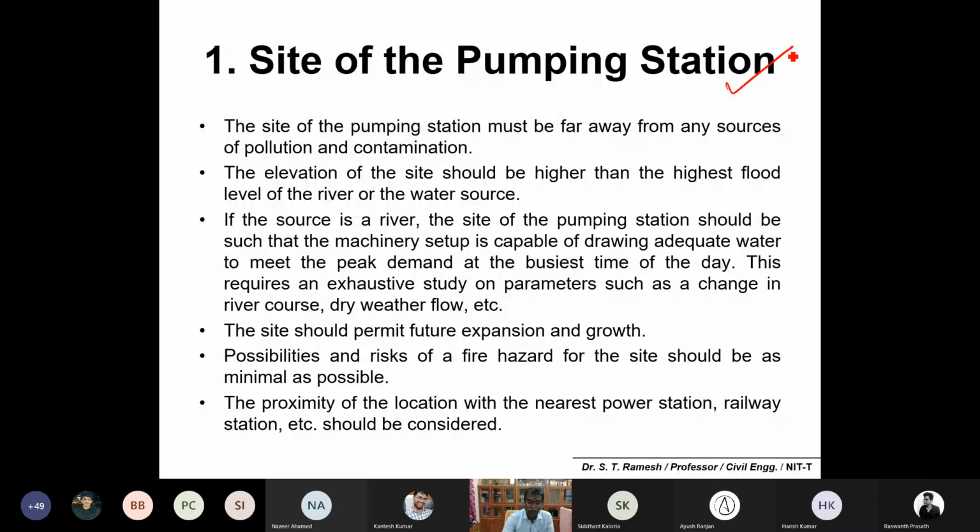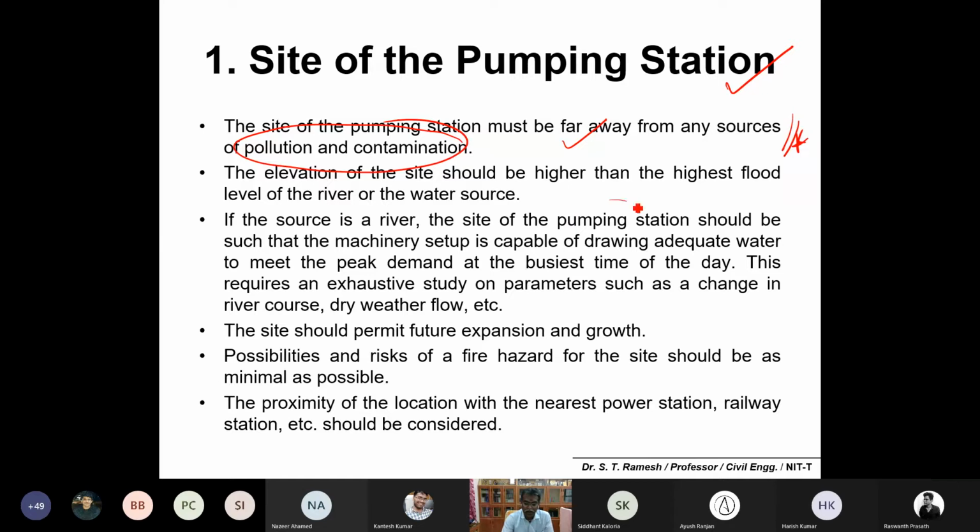Okay, and for the pumping station, there are certain points you have to remember. Number one is the selection of the site for a pumping station. The site of the pumping station must be far away from any sources of pollution and contamination. That is important. It should not be anywhere near any contamination. You would probably have come across pumping stations that are neatly fenced and monitored with surveillance cameras, with entry and exit of people controlled. That is important. Please remember, the site must be very far away from any sources of pollution and contamination, and the elevation of the site should be higher than that of the highest flood level.